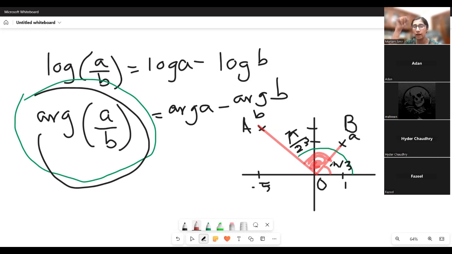Okay, so it's a very handy formula. It is part of your syllabus. Keep that in mind while solving questions on argument, on angles.